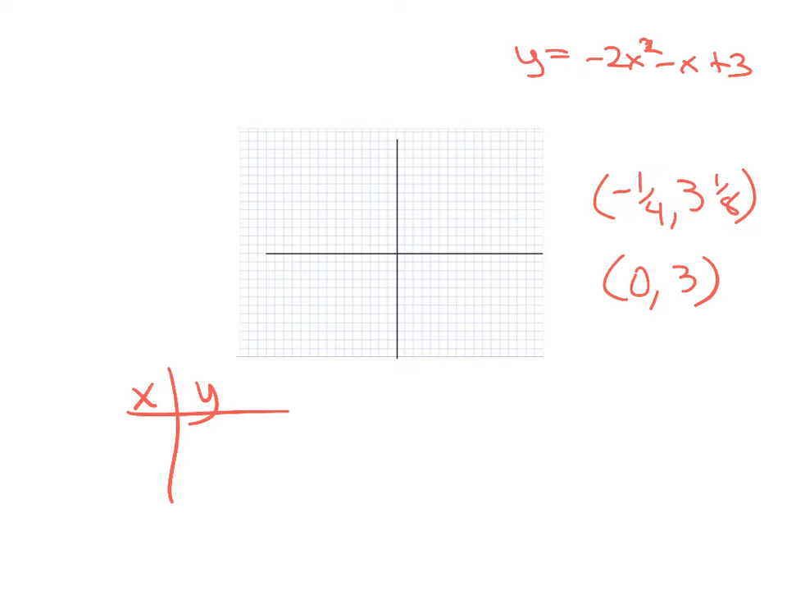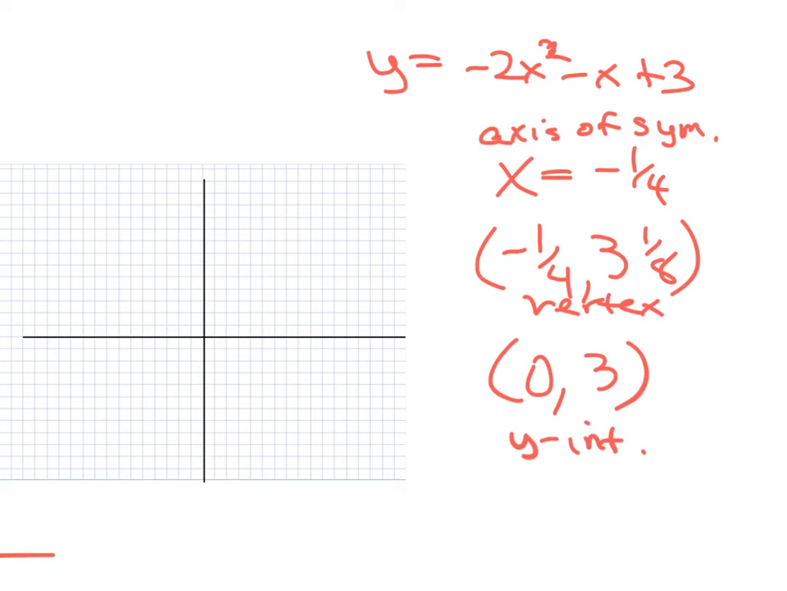Also remember, because you're going to have to identify this, remember the axis of symmetry is an equation. So this is the axis of symmetry. This is the vertex. This is the y-intercept. So let's go ahead and graph these.